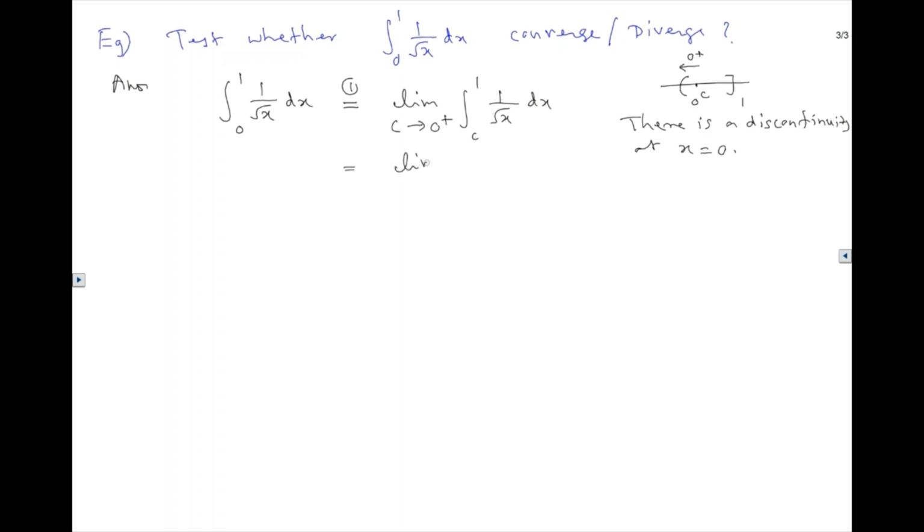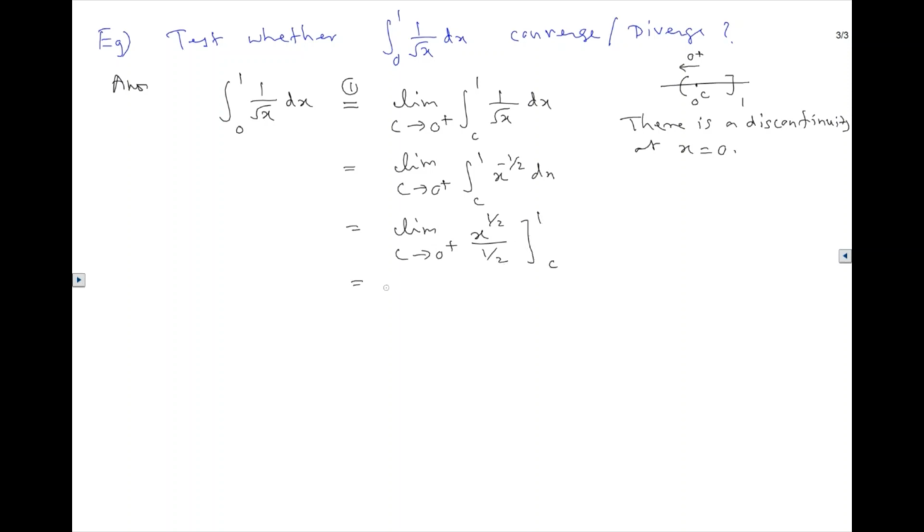So it's a limit, c goes to 0 plus. We can integrate this one. This is a very easy integral. So we can do c to 1, x to the negative 1/2 dx, and then you can finish the integral. So it is c goes to 0 plus. You're going to get x^(1/2) divided by 1/2, and then you're going to evaluate at 1 and c.